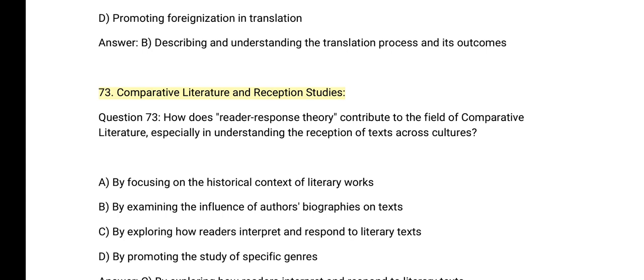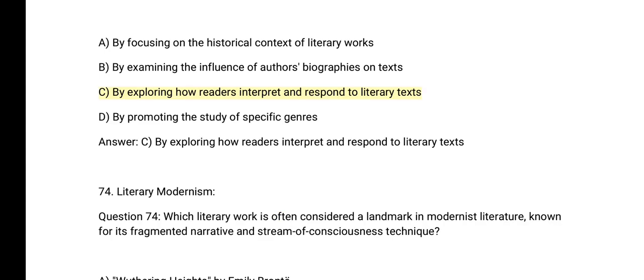73. Comparative literature and reception studies. Question 73. How does reader response theory contribute to the field of comparative literature, especially in understanding the reception of texts across cultures? A. By focusing on the historical context of literary works. B. By examining the influence of authors' biographies on texts. C. By exploring how readers interpret and respond to literary texts. D. By promoting the study of specific genres. Answer: C. By exploring how readers interpret and respond to literary texts.